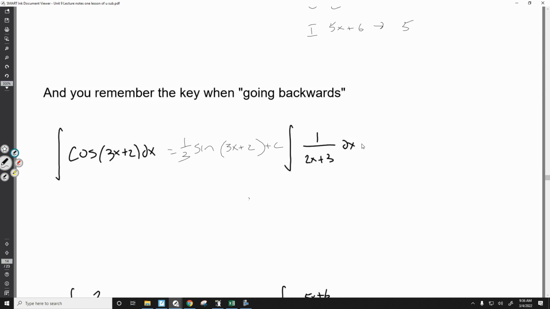This one, we'd probably start out by writing as (2x + 3) to the negative first. Realize that the power rule doesn't work, that the antiderivative of a negative first power is a log. So log, what starts on the inside stays on the inside. But to undo things, we need a 1/2 because the derivative of the inside is 2, and I don't see a 2 here.